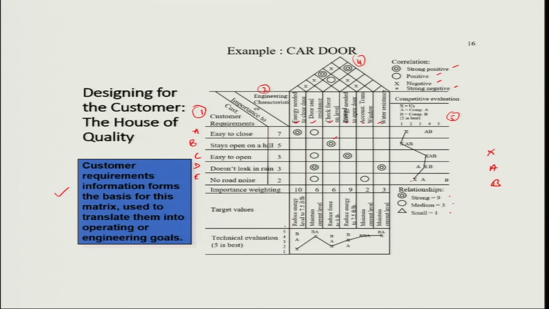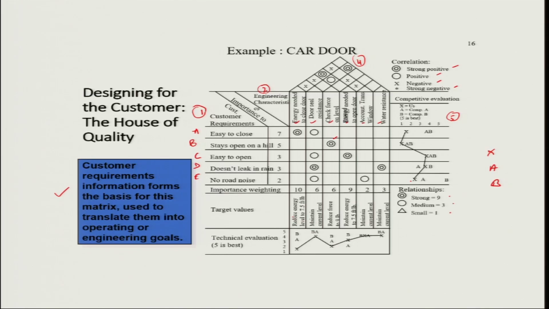Similarly, we compare our product X with competitors' products A and B, and here also we found that with respect to energy level required, we are measuring it in foot pounds, and maintain current. So, our target values we can decide based on this.